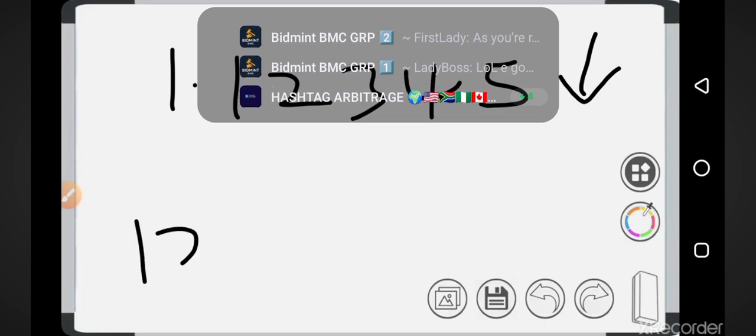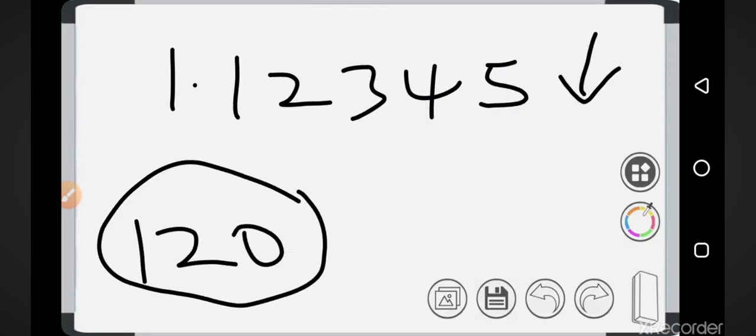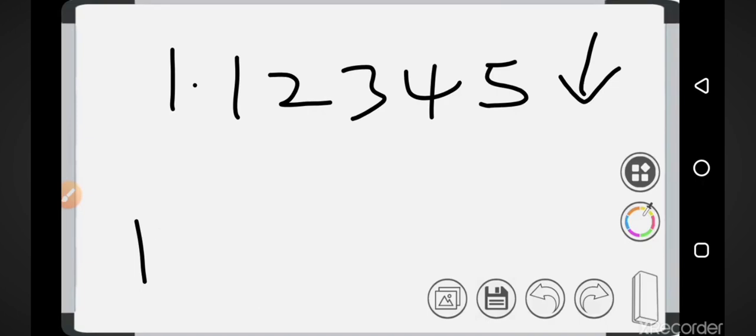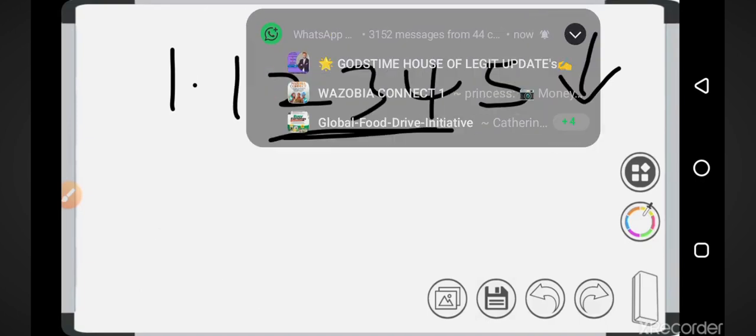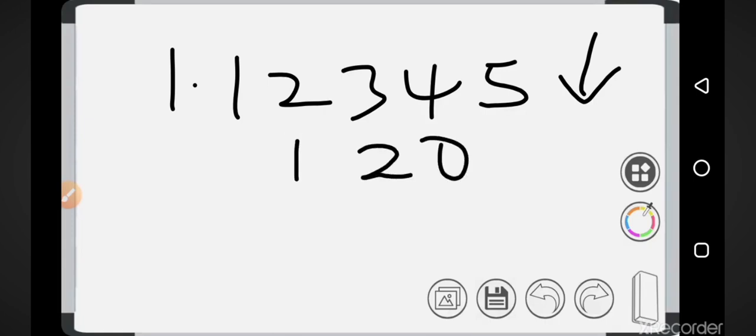Let's say our TP is going to be 120. Okay, so this is in hundreds. The TP we are looking for is in hundreds because it is 120 pips. So if the TP is in hundreds, then where will it be? This is in hundreds. So the TP will fall over here. So you come and put your 120 over here.